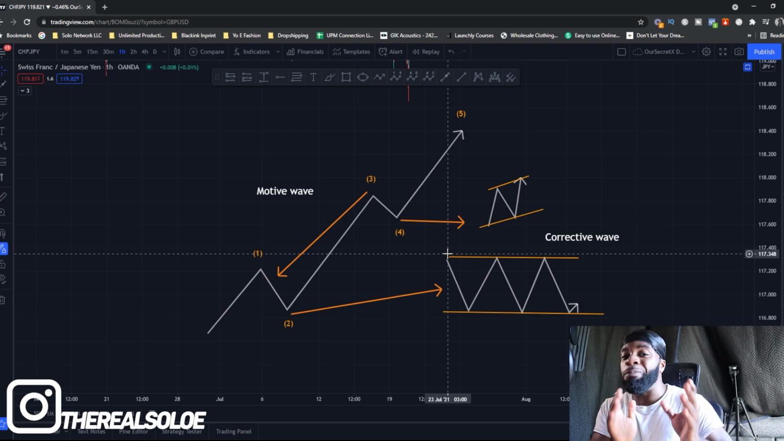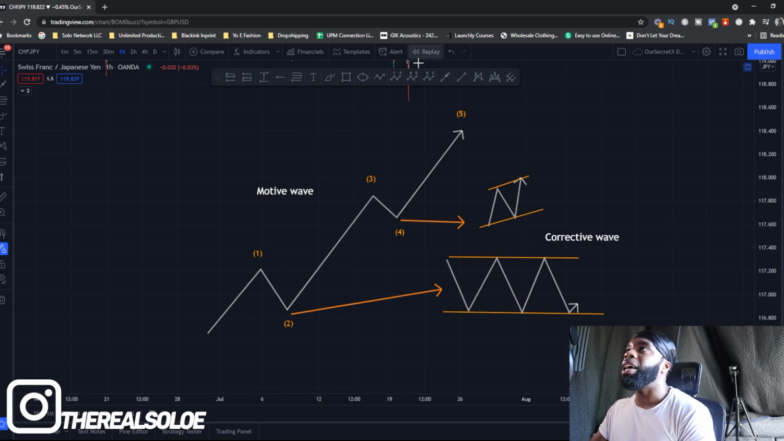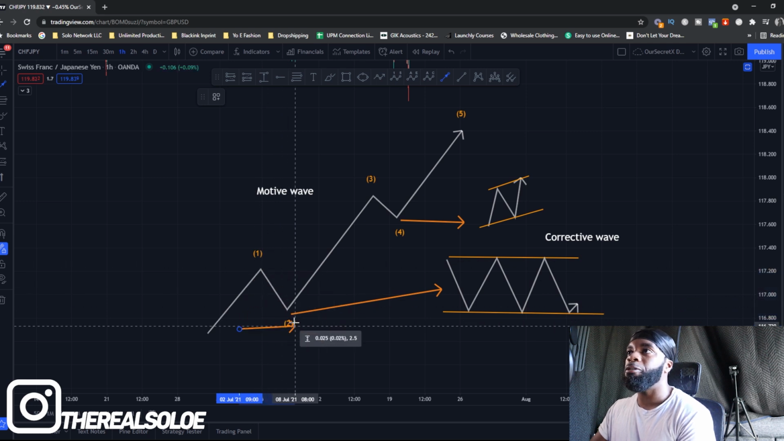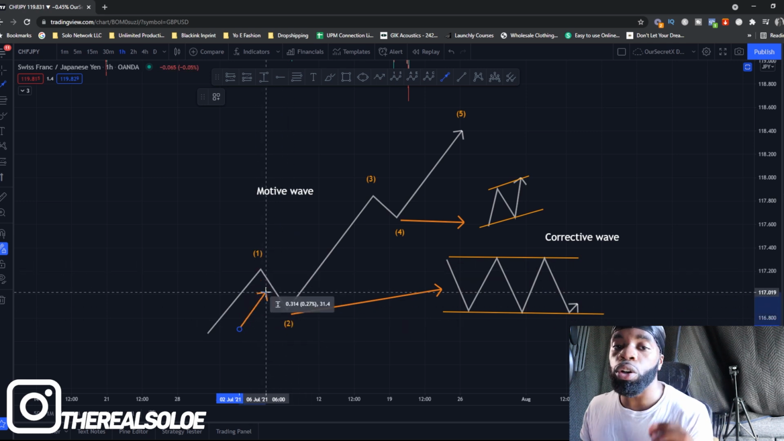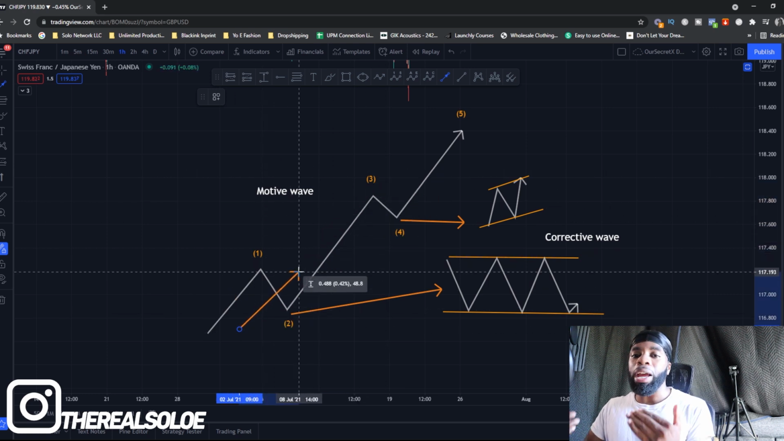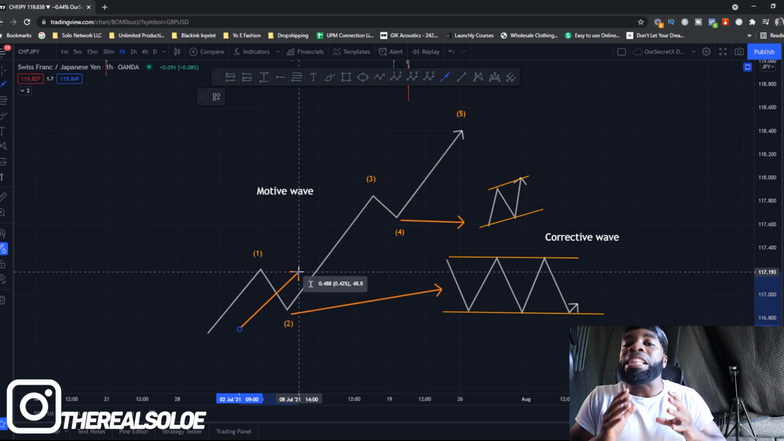So these all can be measured, right? So after you get that second leg, or that second wave, which is this wave right here, the second wave is always going to be your corrective wave. After wave 2, you will get wave 3. Now in wave 3, they say that wave 3 is supposed to be the longest wave in an impulsive leg, or in an impulsive wave, but not the shortest wave.